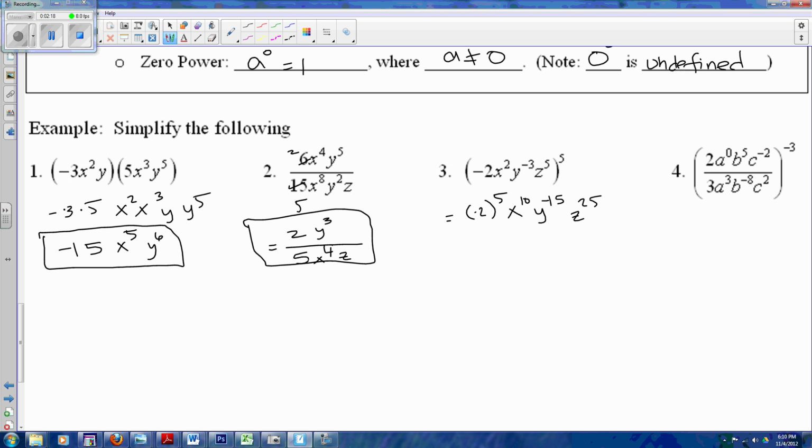Okay. Now we simplify that. Negative 2 to the 5th is going to be negative 32. When it's to an odd exponent, it's going to stay negative. When it's to an even exponent, it becomes positive. The x to the 10th is fine to stay right there. What do we do with y to the negative 15? It bumps down to the bottom because it's a negative exponent. And then the z to the 25 is fine, so it just stays where it is on top.